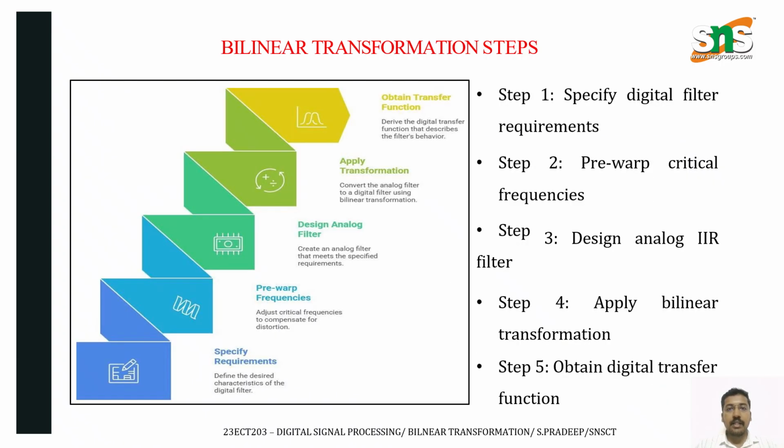The process of bilinear transformation involves several steps. First, we specify the digital filter requirements. Then we perform pre-warping of critical frequencies to compensate for frequency distortion. Next, we design the analog IIR filter. After that, we apply the bilinear transformation, and finally, we obtain the digital transfer function of the filter.